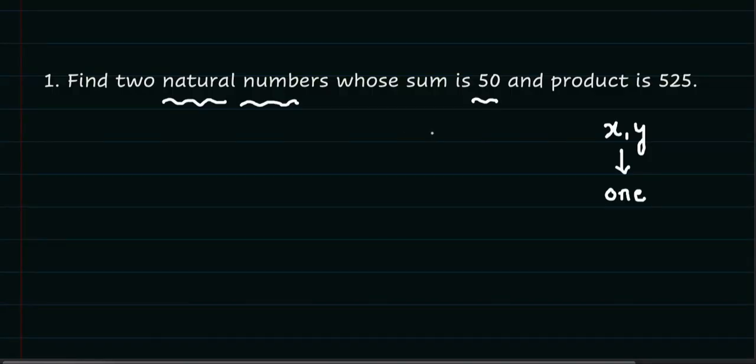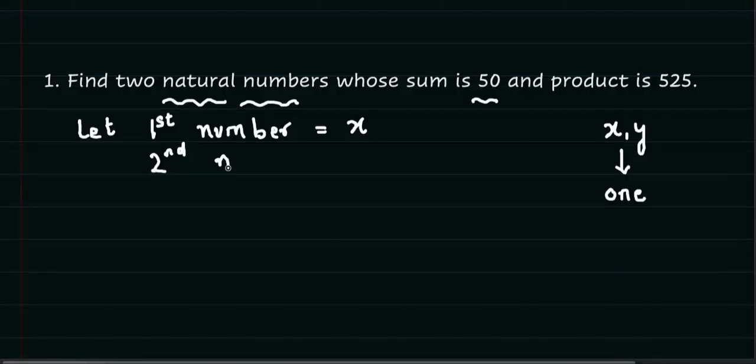For example, two natural numbers whose sum is 50. So let the first natural number be x. You can take y also for the second number, but without taking y we can do it using only x. How is it possible? The second number is 50 minus x, because if you add both the things it should give you 50. That's why x plus 50 minus x will give 50. That's why these are the two numbers which we are assuming here.